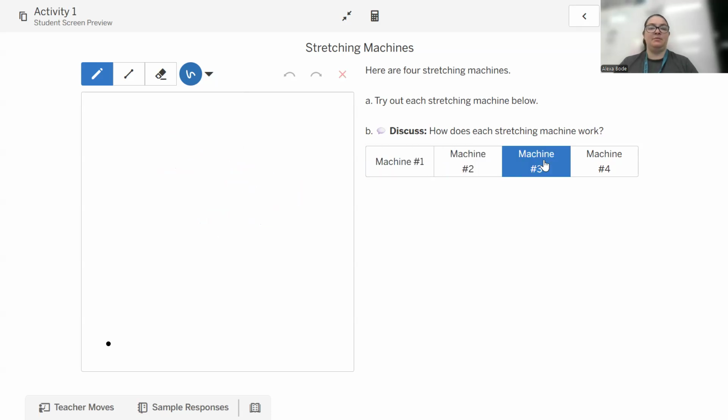Okay. Moving on to machine 3. So now your point is here. The darker blue is the one that you are actually drawing. The light blue is what it's making.